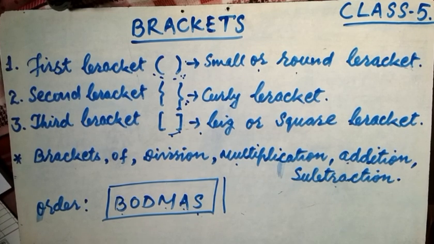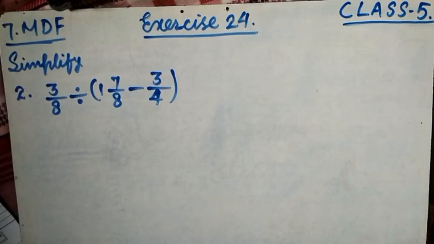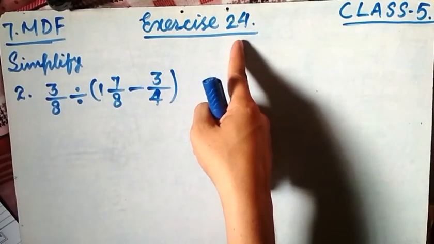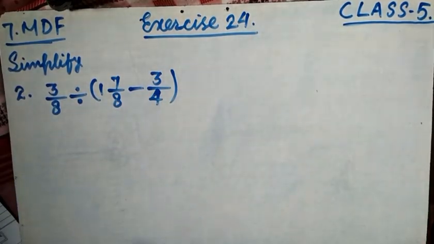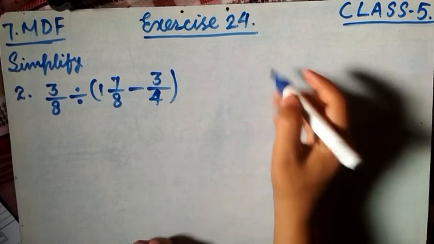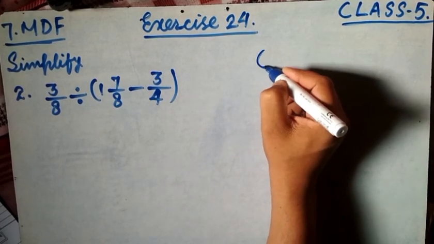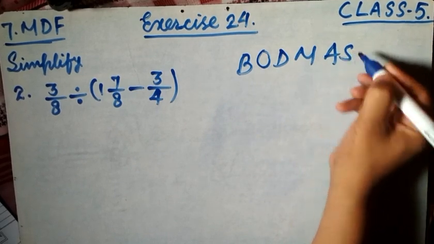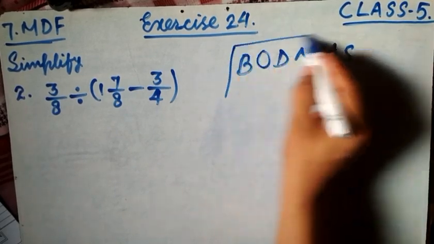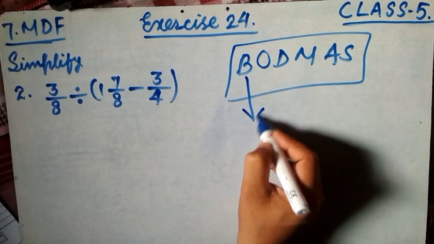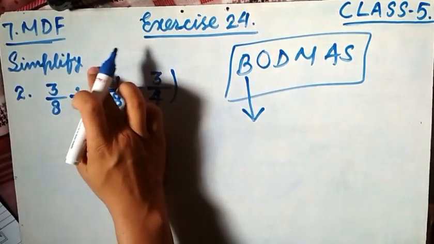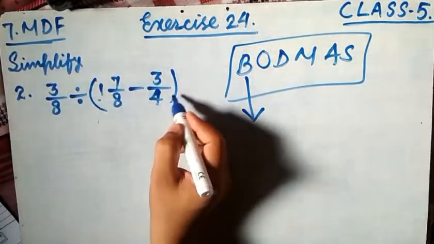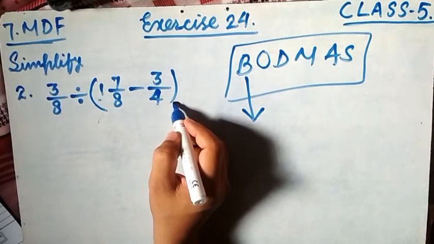So this is class 5th. So get ready. Now see friends, we have taken question number 2 from exercise 24, class 5th. Here have a look. Now first write the BODMAS. First is B, where B means brackets. So here is the bracket, and what type of bracket is it? It is the small bracket or round bracket.